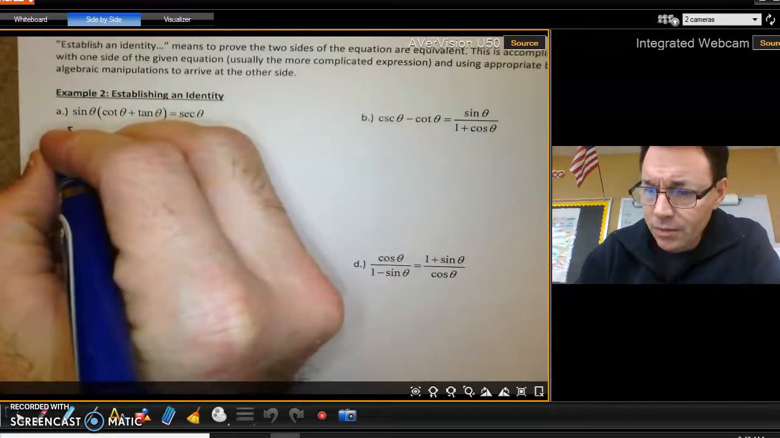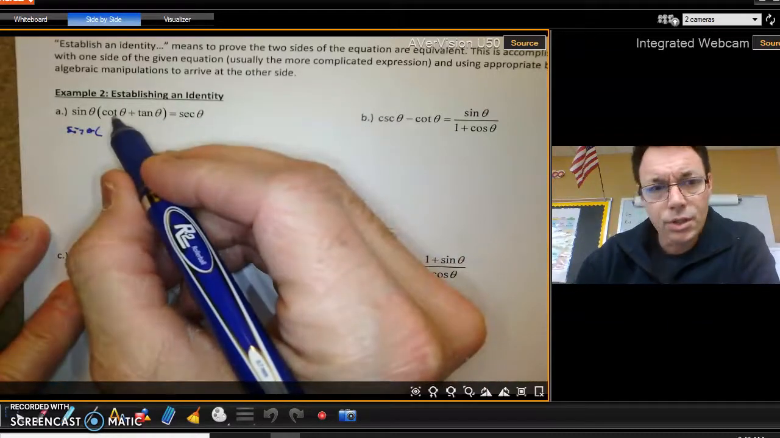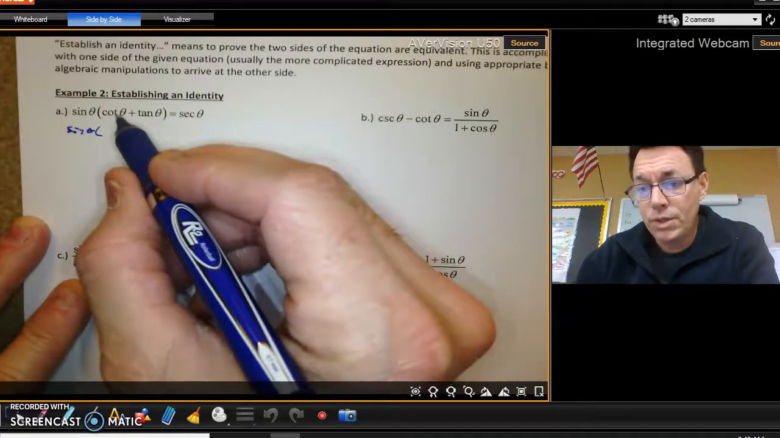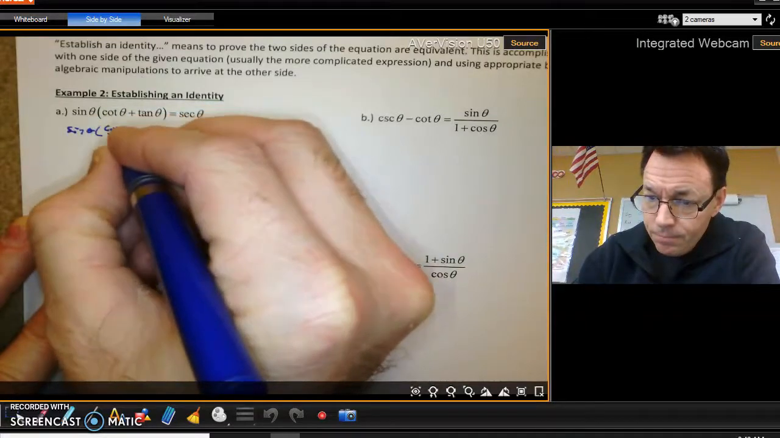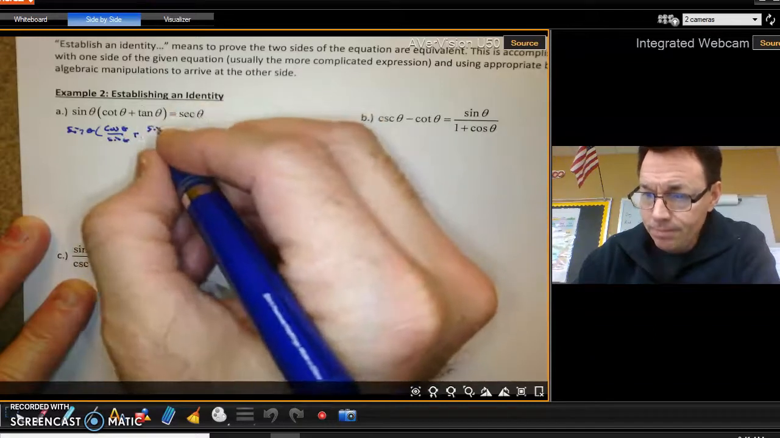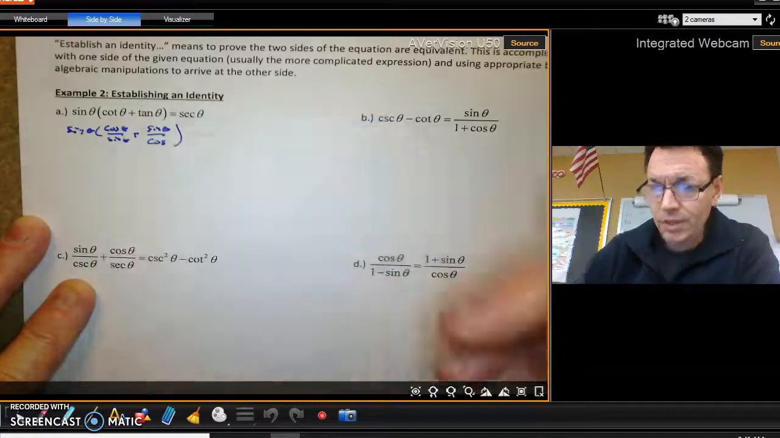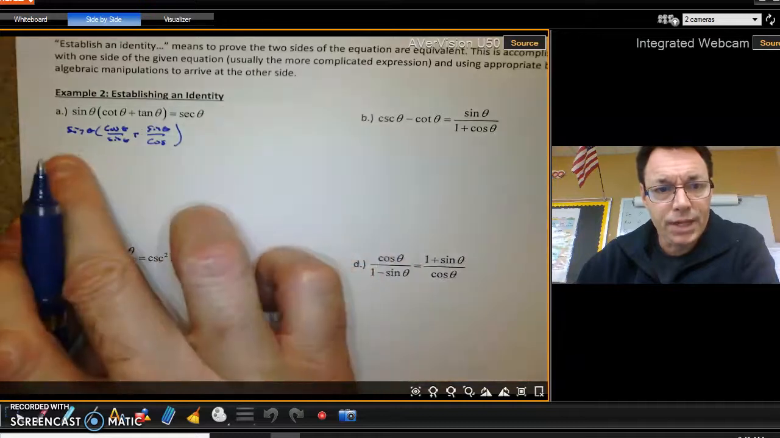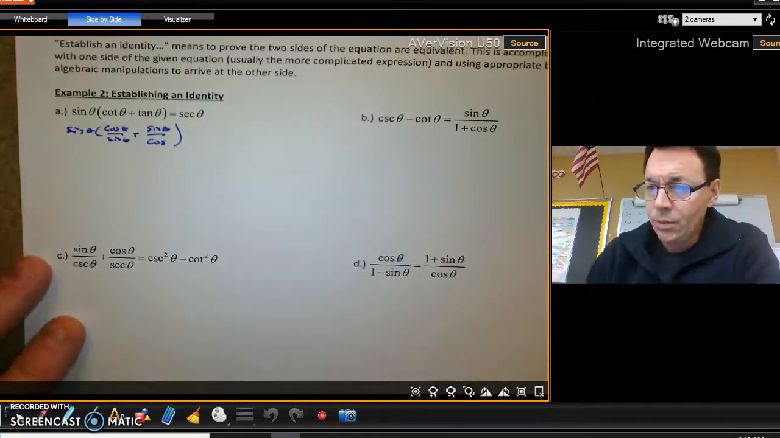So I'm going to leave the sine for a second. I'm going to rewrite cotangent. Tangent is sine over cosine. So cotangent is cosine over sine. So cosine over sine. And then this is sine over cosine. Okay? All right, so that's all I've done. I'm not doing anything to this side. I'm going to leave it, and I'm going to see if I can slowly but surely turn this side into that side. All right, what should I do now?